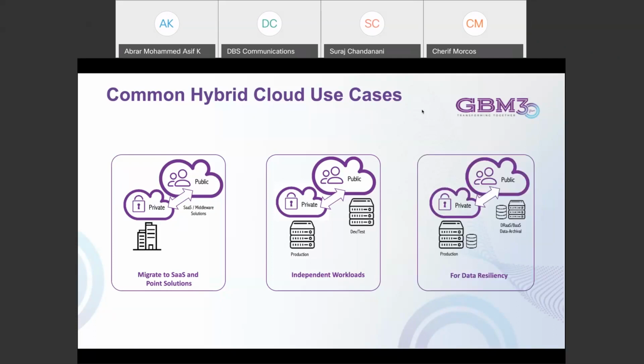The third use case that we see a lot is production sitting on-prem and within the customer's data center, while the resiliency part of that particular setup, which may include anything to do with a data backup, a data archival, or DR as a service, sits in the public cloud. These are some of the very, very common use cases that we see today for customers and organizations that have deployed hybrid cloud setups.